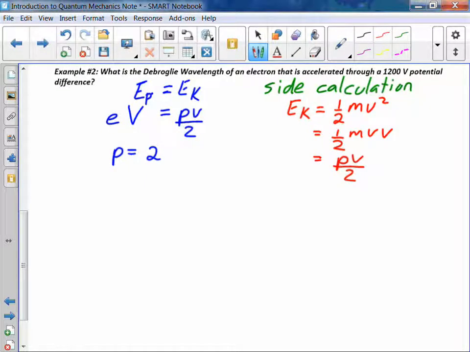Wait, that's not what I have written down. That's right, yeah. Oh, that's weird. 2 electron volts over velocity. What do you have written down? That's E_k equals z squared over 8. I have p squared over 2m. Where's the square? p squared. There's no mass.